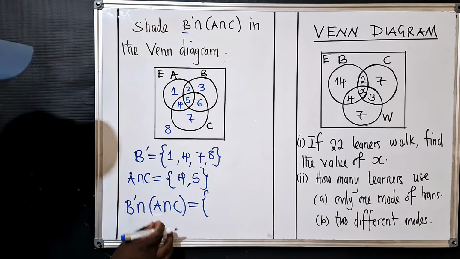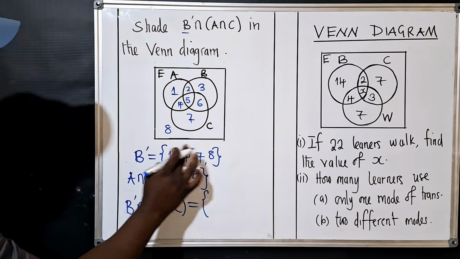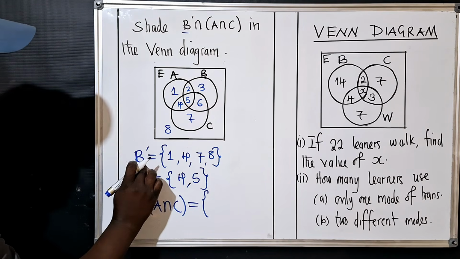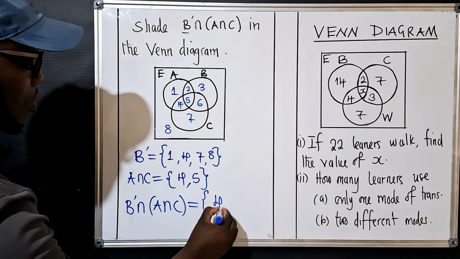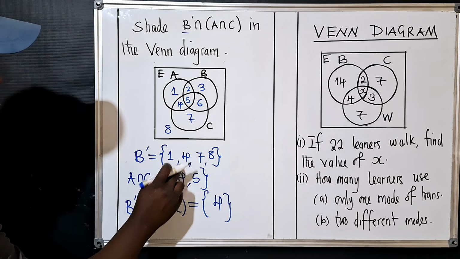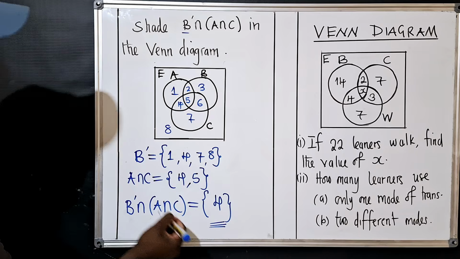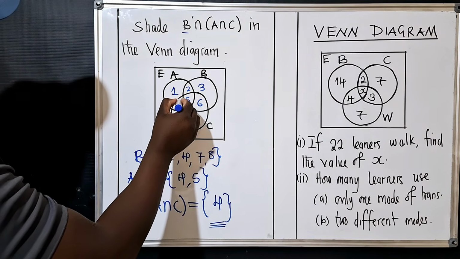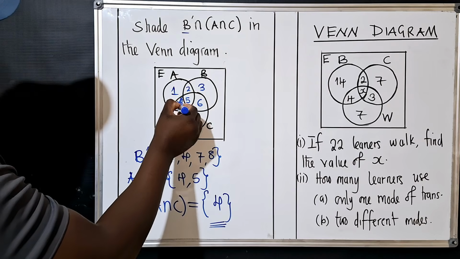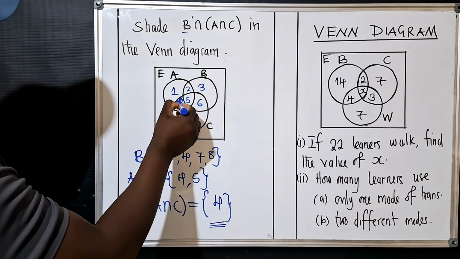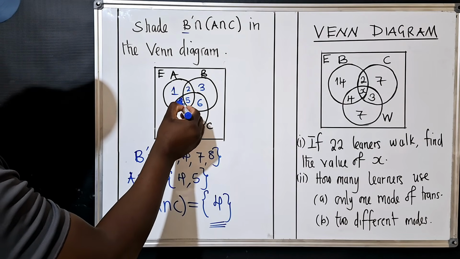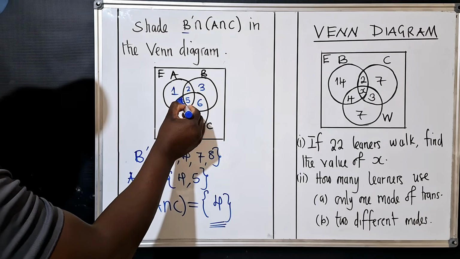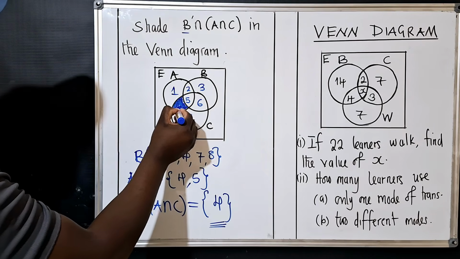And this information will be gotten from what we've gotten right over here. What is found in this set and this set? It's a 4. Only 4 is found in both. And this is the region we are shading. We just go to where 4 is, it's here, and shade. This is the region we need to shade. Make sure that you shade nicely so your work looks nice.